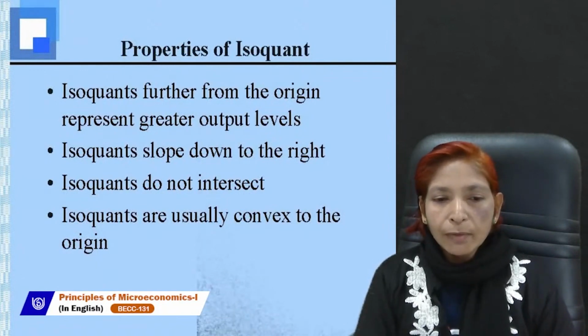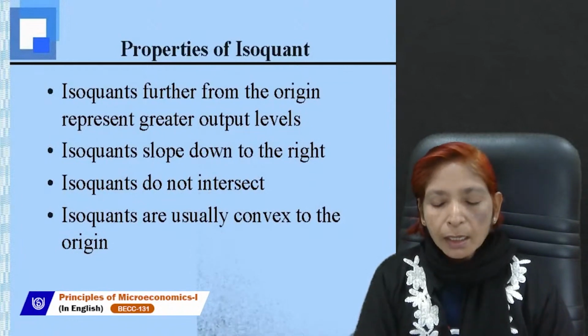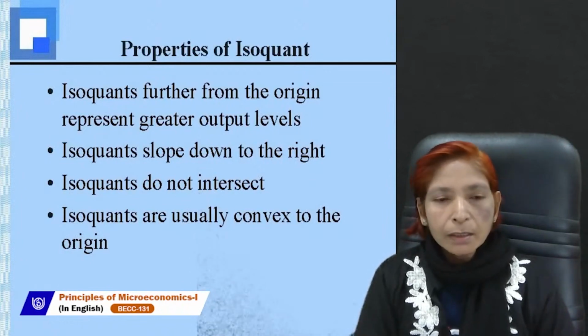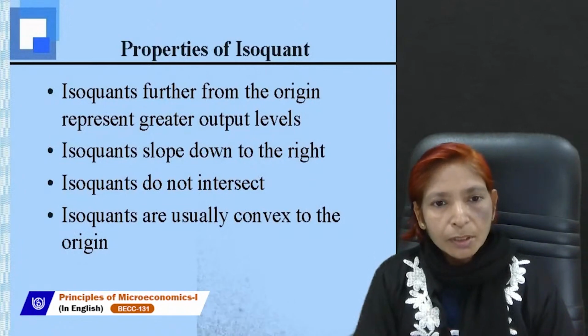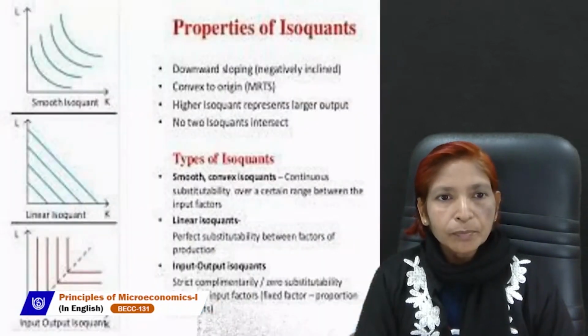Next is isoquants never intersect each other. Next is isoquant curve slopes always downward from left to right. And isoquant curve may be more than one, and higher shows higher level of output and lower shows lower level of output.